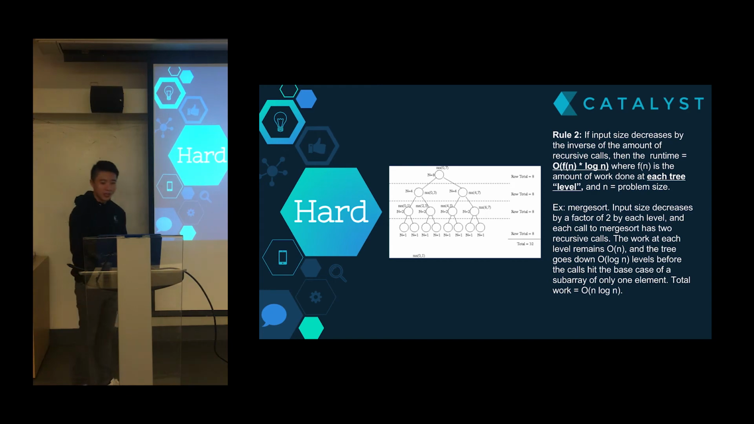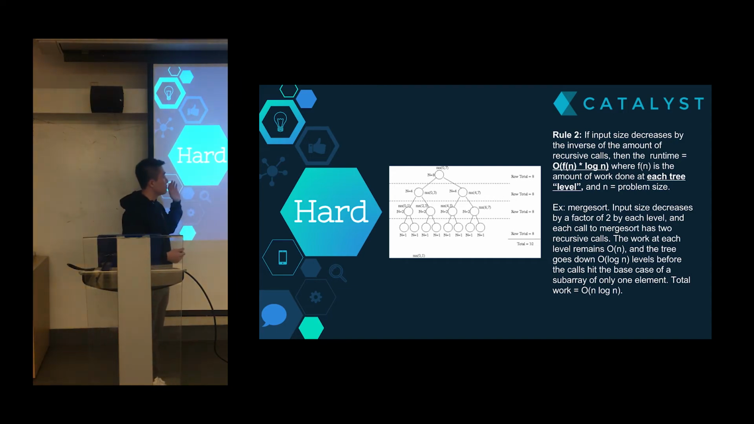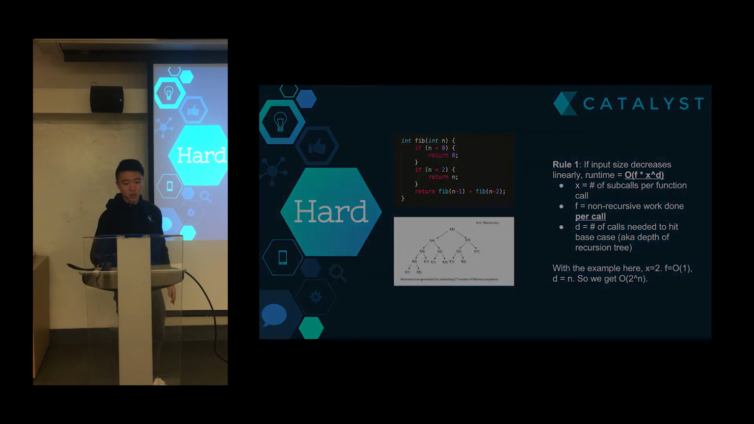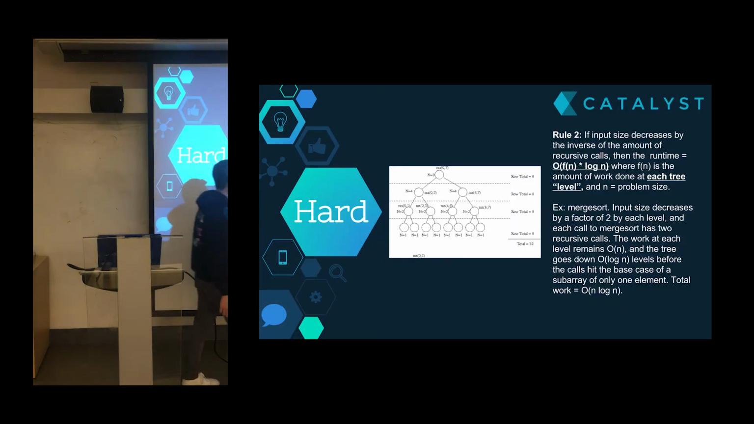Okay, so the second rule is that if your problem size decreases by the inverse of the number of recursive calls, then the runtime is O of f of n times log n. So the difference is, over here, we said that f was the amount of non-recursive work done per call. Over here, we say that f is the amount of work done per level. And these levels are the ones denoted by dotted lines over here. And n is the total problem size.